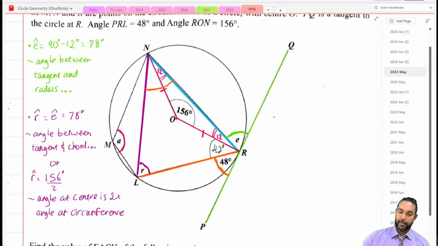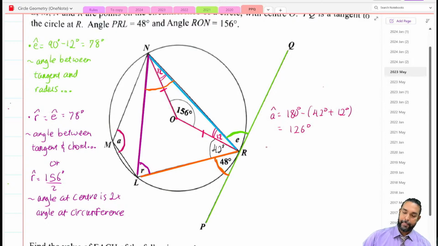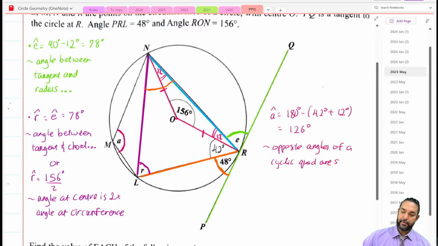So angle A is equal to 180 minus 42 plus the 12. Now, we never explained the 12, so we had to go back and explain that. But again, I'm just trying to keep time here, right? 42 and 12 is 54, and 54 from that is 126 degrees, right? So one reason here is opposite angles of a cyclic quadrilateral are supplementary. You know, I should have put this on the next page.